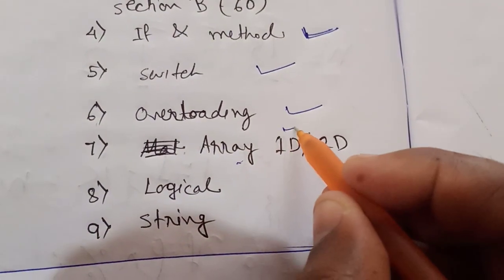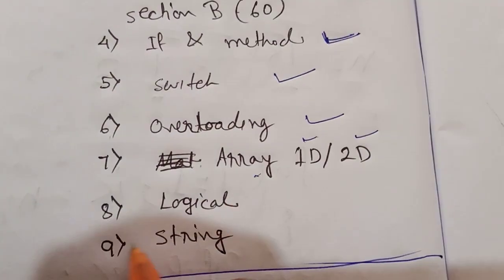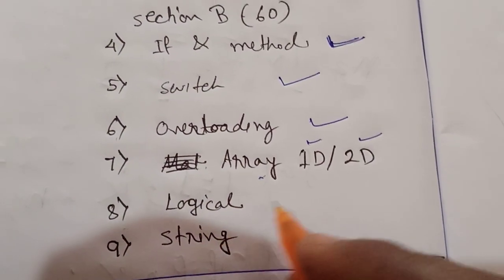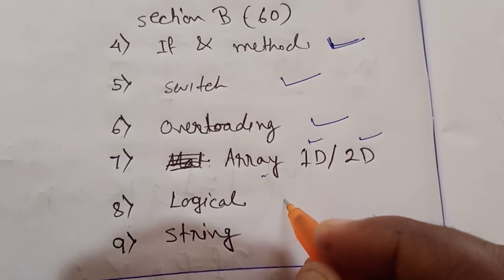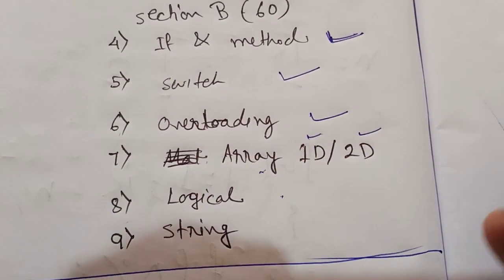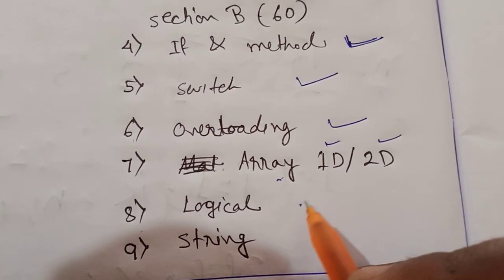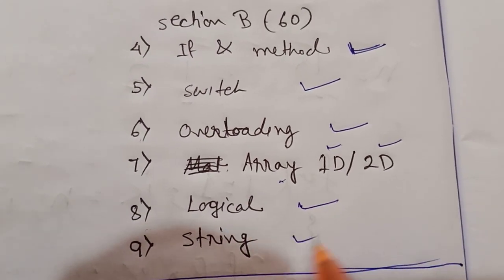Array, 1D array, and in your syllabus incorporate 2D array. And then there is the logical calculation based program. It means suppose you're getting a number and how to get different values through different calculations. This is a logical based program. And 1 is a string based program.